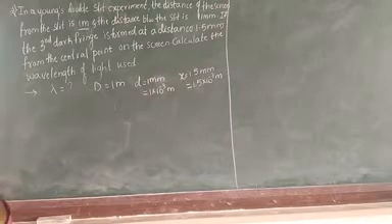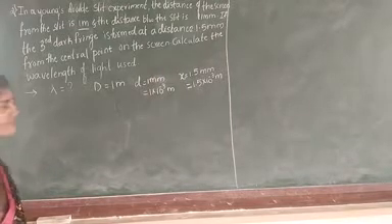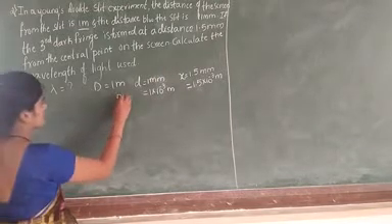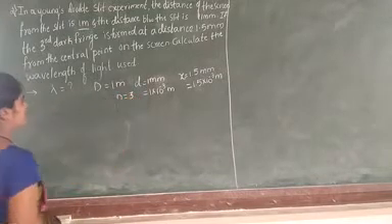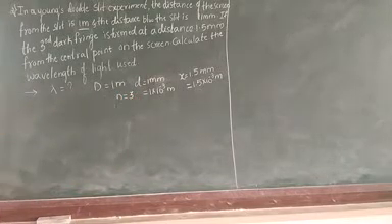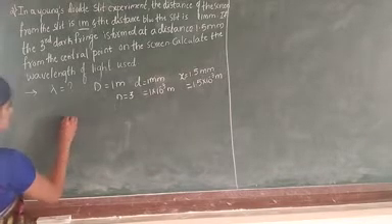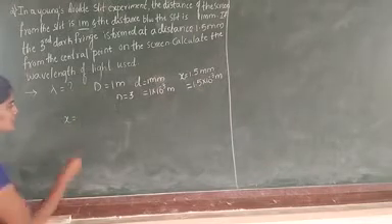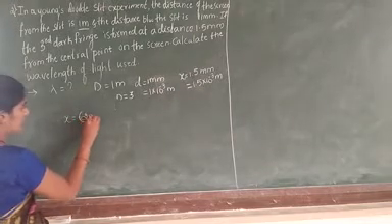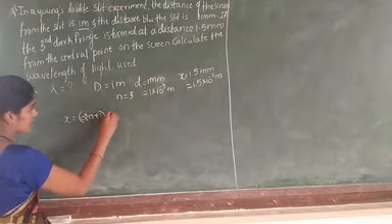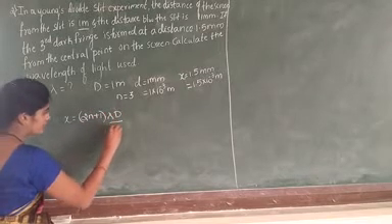Now, according to the question, for the third dark fringe, n is equal to 3. Therefore, the formula we consider is x is equal to (2n plus 1) into lambda D by 2d.